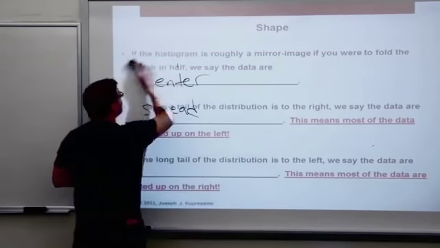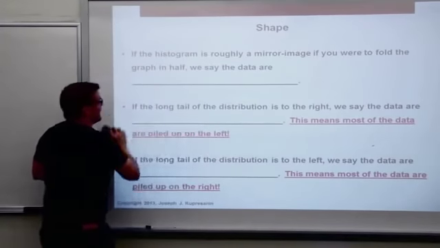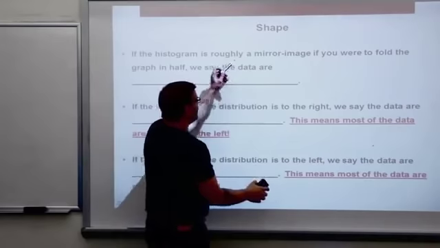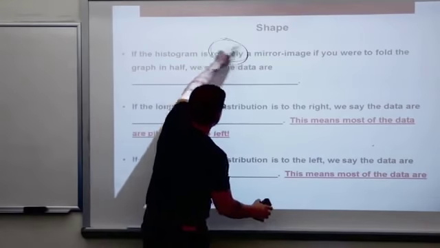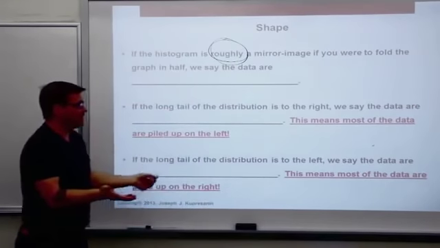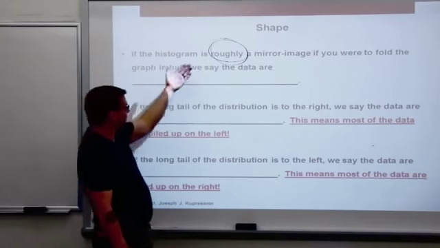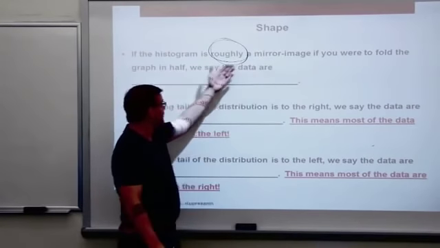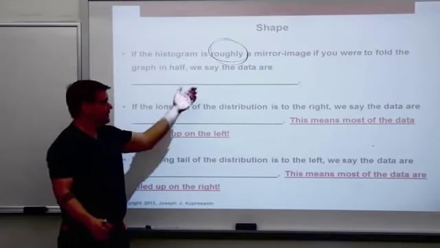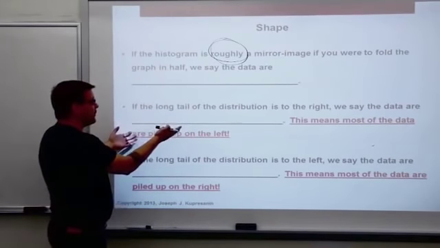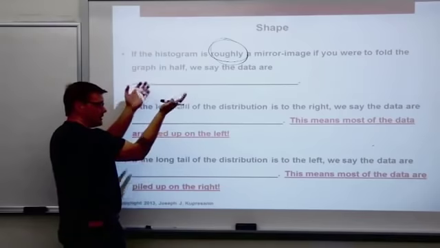Let's talk shape. If the histogram is roughly, and I'll circle roughly, when you collect real data, you're never going to get a perfectly symmetric picture, but if it's roughly mirror image, if you folded the paper in half, and it looks the same on both sides, those data are called symmetric.